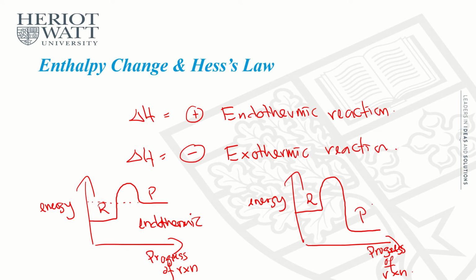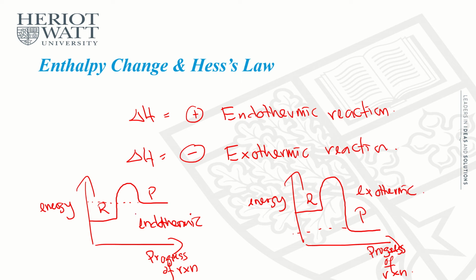Okay, and here the product energy value is lower than the energy value of the reactants. All right, so which means it releases heat more than absorbs heat in these chemical reactions. We call this exothermic reactions. Okay, so you must be able to differentiate between endo and exo based on the reaction profile diagram.